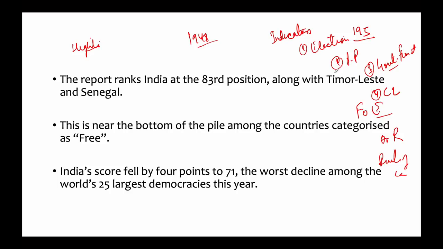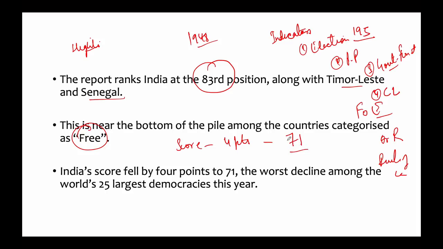Talking about the highlights, this report ranks India at 83rd position along with Timor-Leste and Senegal. This is near the bottom of the pile among the countries which are categorized as free. So we are topping from the bottom. India's score fell by 4 points to 71. So this is the score. Our score fell by 4 points and now it stands at 71.